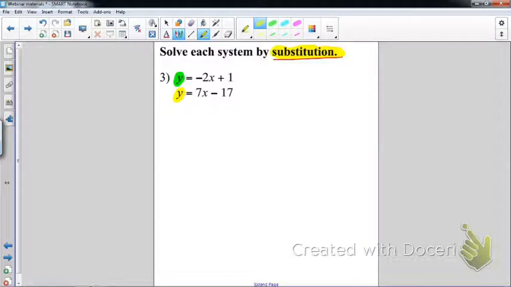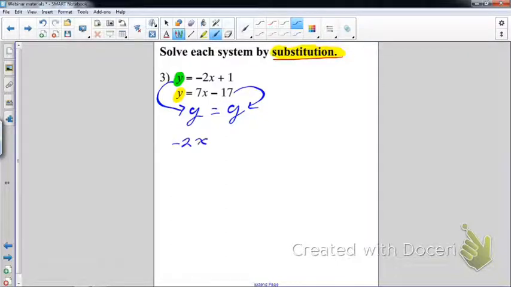That means that y, I'll write it over here, that means that y is equal to y. And all we need to do is substitute the first y and then substitute what we know about the second y, and let's see what we have. We end up with negative 2x plus 1 is equal to 7x minus 17.